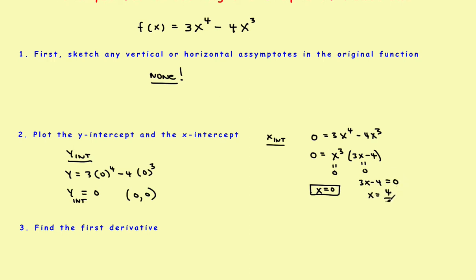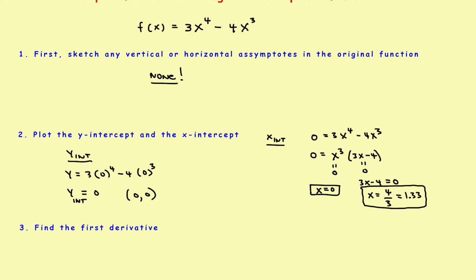you would get 4/3. And sometimes it's better to put these things in, since you're going to plot them on a graph, change them into a decimal. So about 1.33. So there is the second. So I've got two x-intercepts. So now let's go put those on the graph.